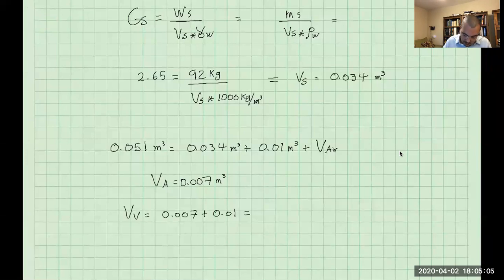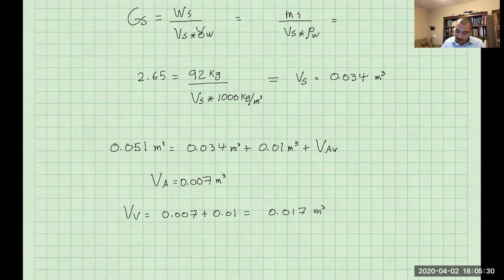And this will be 0.017 cubic meters. Now we found the volume of voids, correct? Yes, we found the volume of voids.